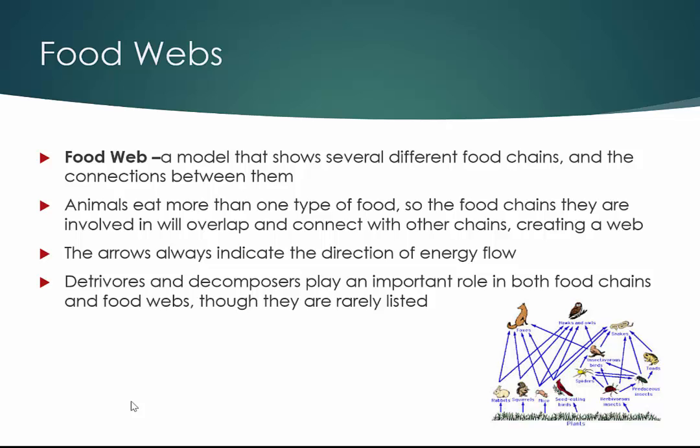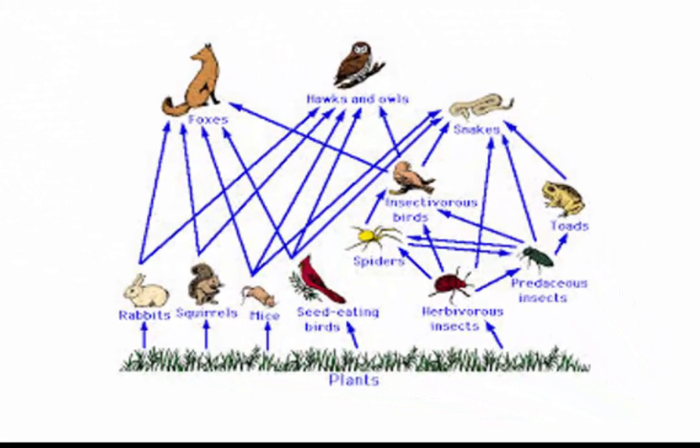The arrows in your food web always indicate the direction of energy flow, and so it's always going up towards the next animal, and that represents the energy being transferred from one to the next. Okay, so the rabbit eats the grass, giving energy to the rabbit, so your arrow would point from the grass to the rabbit. The coyote or the fox or the wolf eats the rabbit, so the energy is being passed to the fox, and so your arrow would point from the rabbit to the fox.